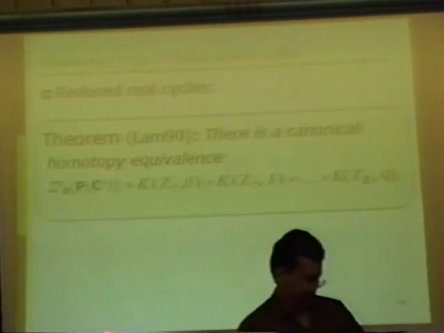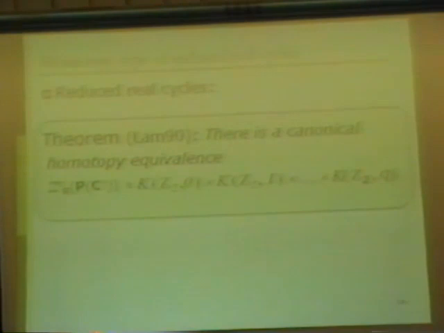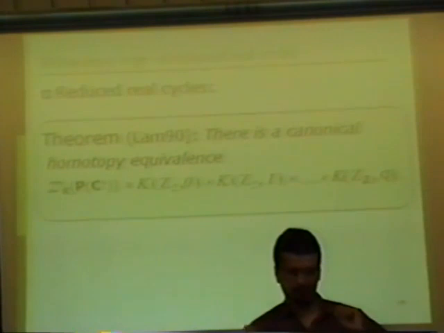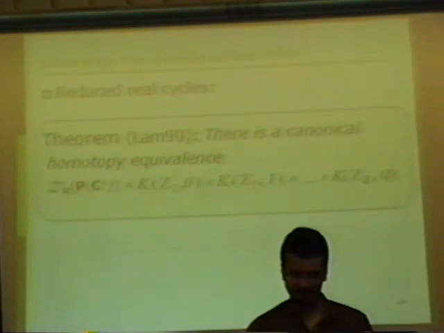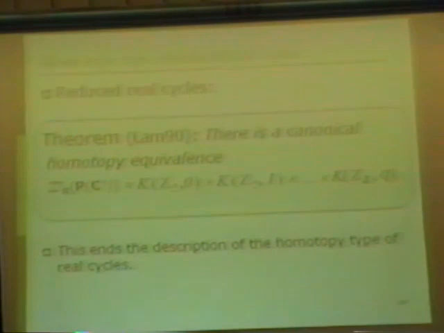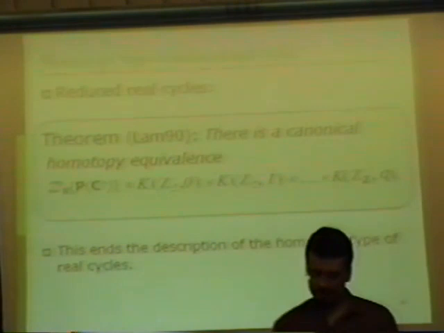So you can see that in the first computation by Blaine, you have this splitting into Eilenberg-MacLane spaces K(Z2, j) for every j, and that's related to Stiefel-Whitney classes. I'll explain that a little bit. And so basically we have a description of the homotopy type of the real cycles. So now, what about the quaternionic cycles? That's what I'm going to try to explain.